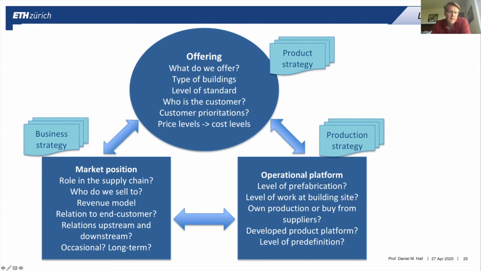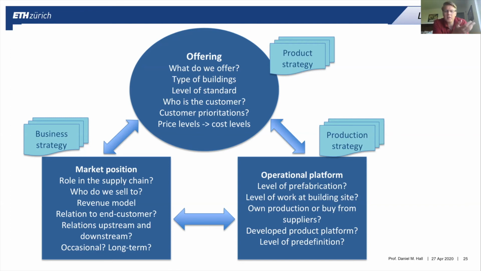And then finally, there's this market position. So what is your role in the supply chain? Who do you sell to? How do you bring in revenue? What type of funding needs do you have in terms of getting your company started? What's the relationship with the end customer? And then very importantly, what are your relationships upstream and downstream?